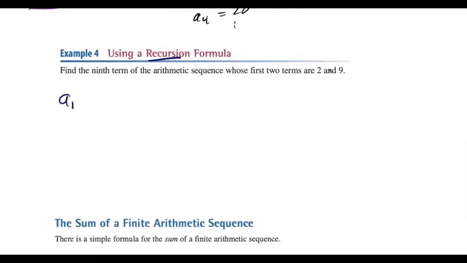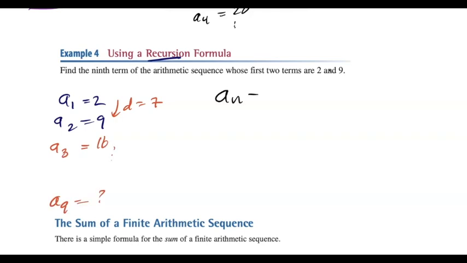We know the first term is 2 and the second term is 9. What's my common difference? 7. So we could figure out the rest. So A3 is going to be 16, and we could keep on going until we get to A9 if we want. Or we just use the formula. An equals a1 plus n minus 1 times d.